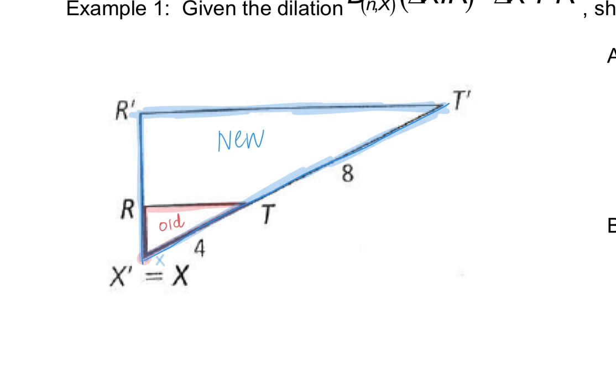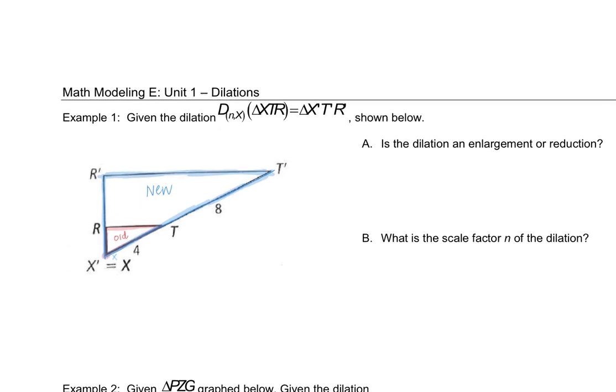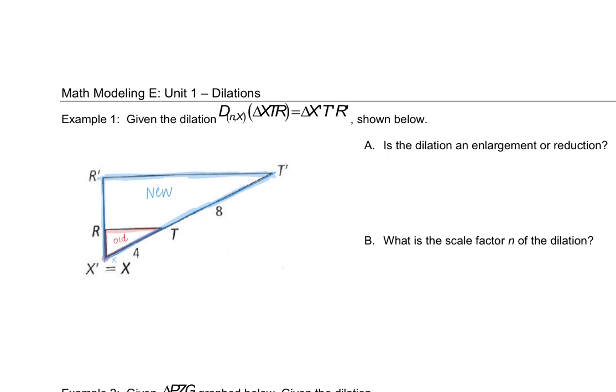Okay, so what are they asking? Let's look. Is this a dilation or an enlargement? Well, it went from old, which is a small triangle, to the new one, which is a big triangle. So because it got big, this is called an enlargement.